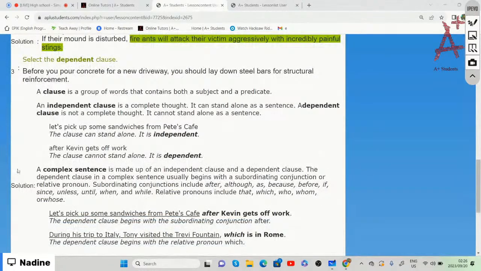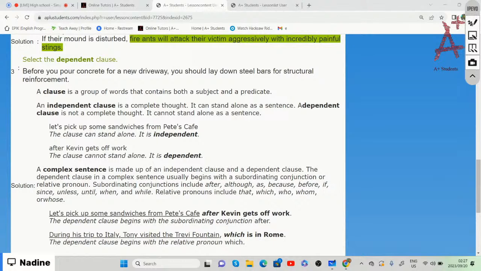Before you pour concrete for a new driveway, you should lay down steel bars for structural reinforcement.